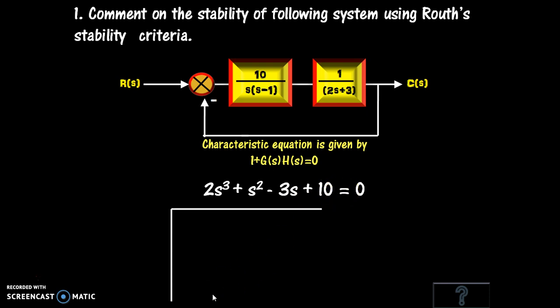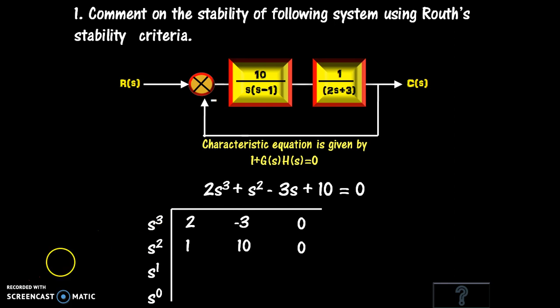Now arrange this characteristic equation's coefficients in the Routh's array. On the left hand side, what we need to put? The highest power, then the decreasing order. So s cube, then s square, then s to the power 1, then s to the power 0. And how to fill the first two rows? So 2, then minus 3, and then 0, and then 2, and the alternate entry is minus 3, and for the next alternate entry, nothing is there, so 0. Then how to fill the s square row, the second row? So 1, then 10, okay, and then 0 because there is no term.